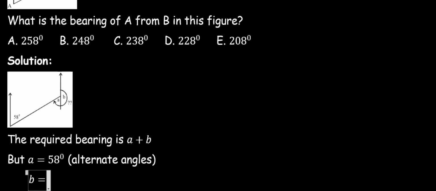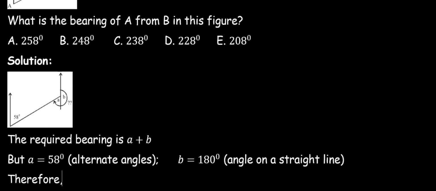Another example. From the diagram, what is the bearing of A from B in this figure? The options are given. Solution. Now, a critical look at the solution diagram. The required bearing is A plus B. But note that A is equal to 58 degrees, reason: alternate angles, and B is equal to 180 degrees, reason: angle on a straight line. Therefore, A plus B is equal to 58 plus 180 degrees, which is equal to 238 degrees.